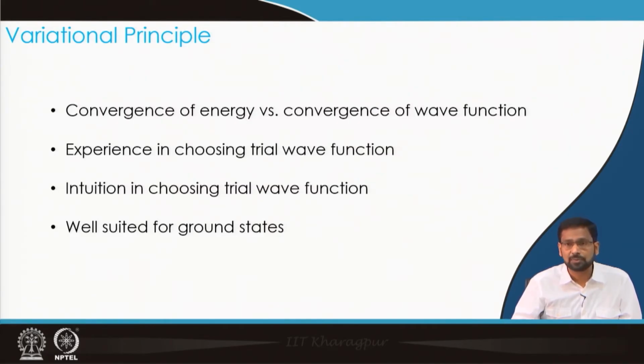Another problem that we saw is that even if we could extend the variational principle for excited states, it's not always possible to have a trial function for an excited state which satisfies all the conditions that are required for an excited state variational calculation. So in most cases we use the variational principle to obtain the ground state energy. It's not that well suited for excited states.